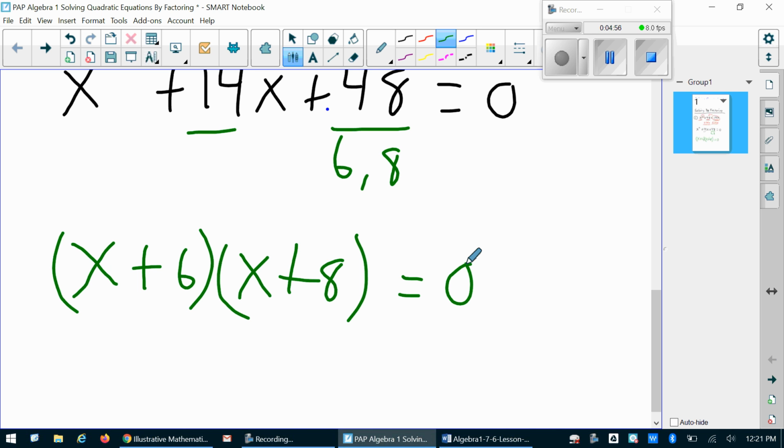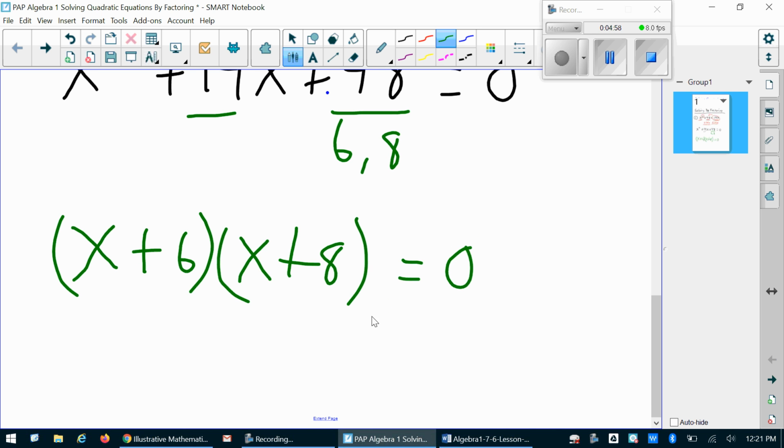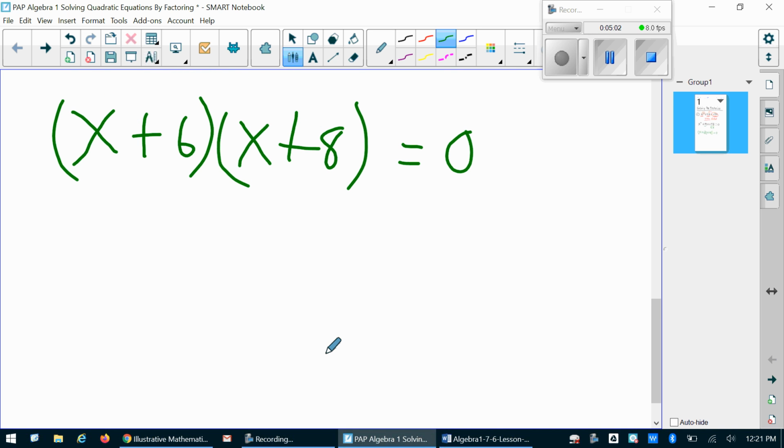And now we do something we have done in the past where I look at both factors and say, what value of x can I plug in for, let's start with this factor. What value can I plug in for x to make that piece equal 0? And that is x equals -6. I do the same thing for this factor, and -8. If I plug that in for x would make that piece 0.